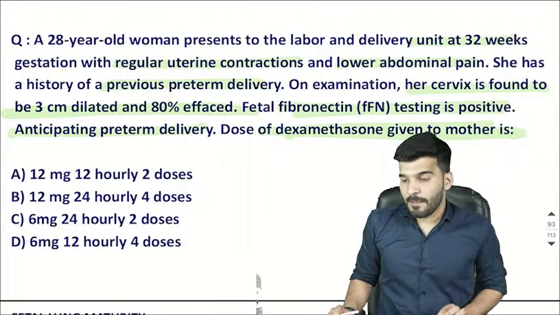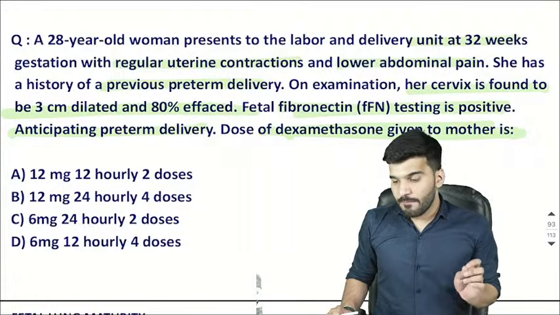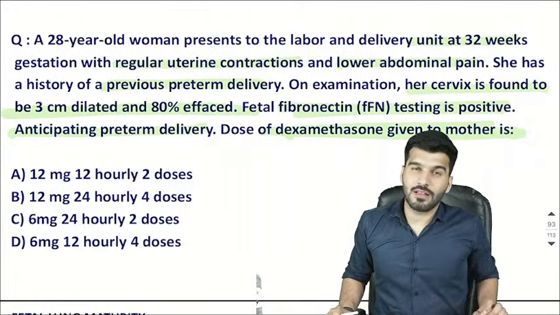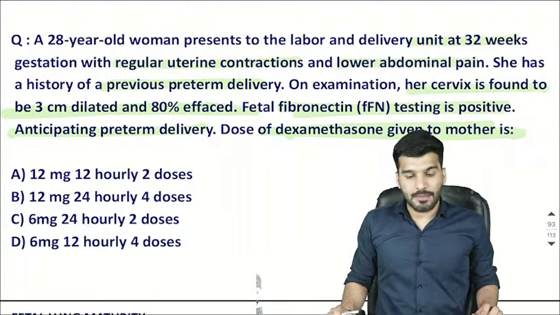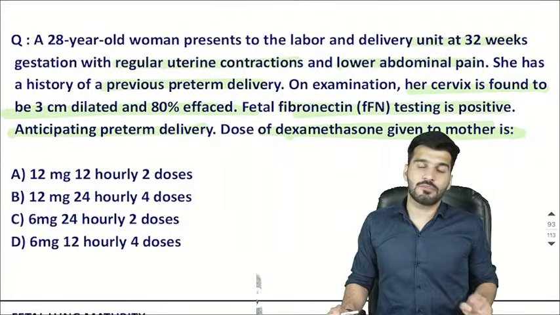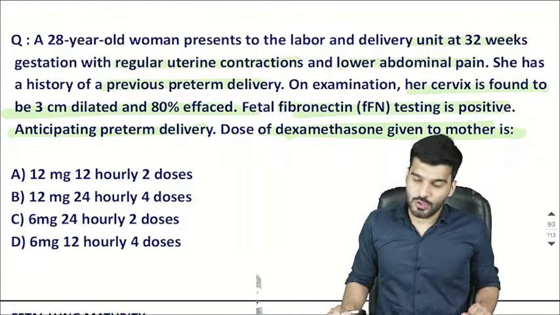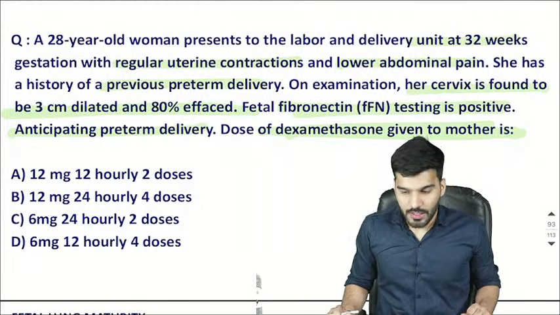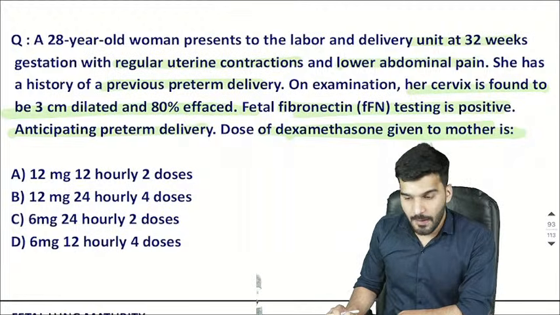So, whenever we are planning to deliver around 32 weeks plus minus 7 days, we know that we have to give mandatory steroids for fetal lung maturity. Usually we give betamethasone and dexamethasone, and we know that these two drugs act on the type 2 pneumocytes so that surfactant is released and the lungs will be mature. Now the question asks what will be the dose of dexamethasone?